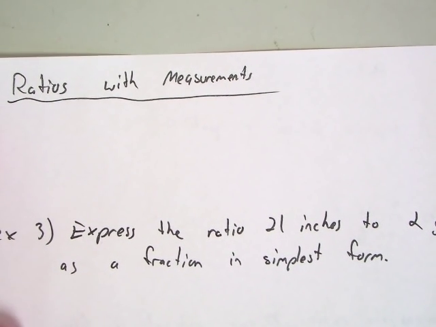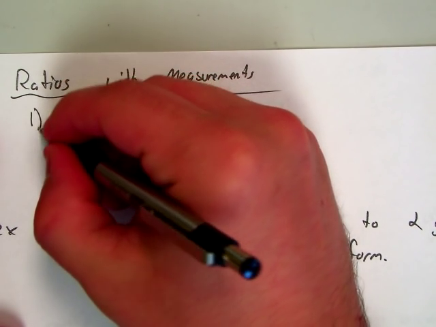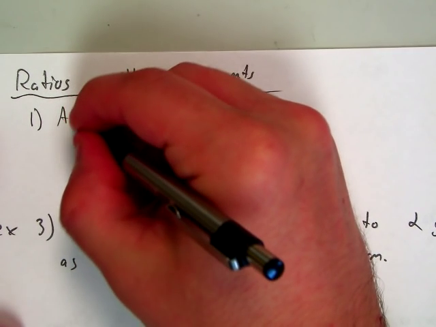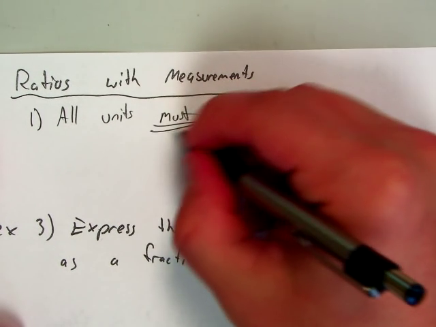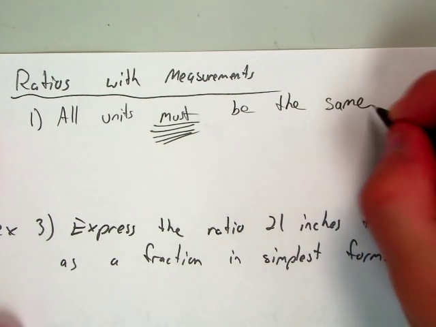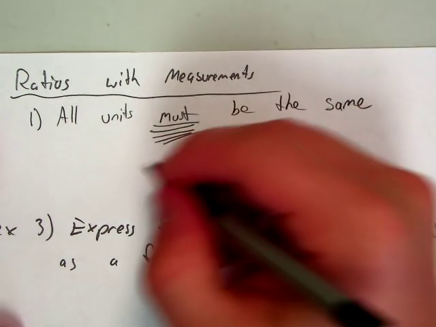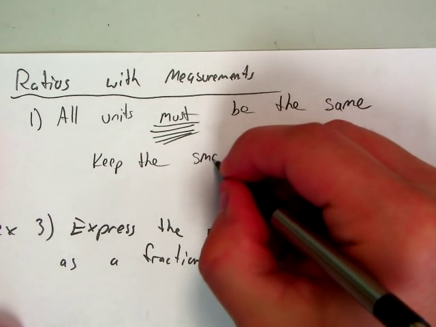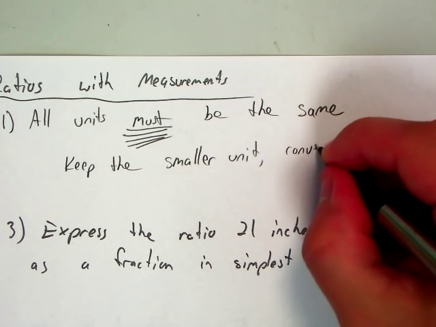Last part of this lesson, we're talking about ratios with measurement. There is a very, very important thing to remember when we are talking about ratios with measurement. All units must be the same. What we like to do is we want to keep the small unit and convert the larger unit.